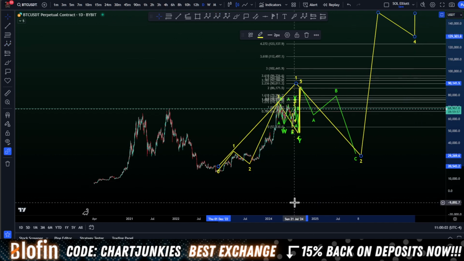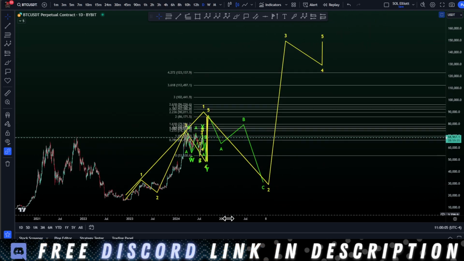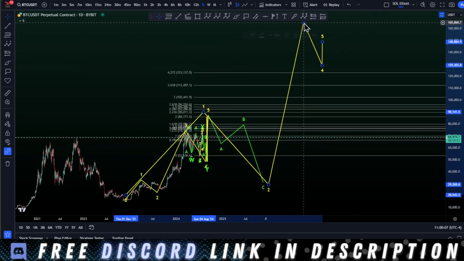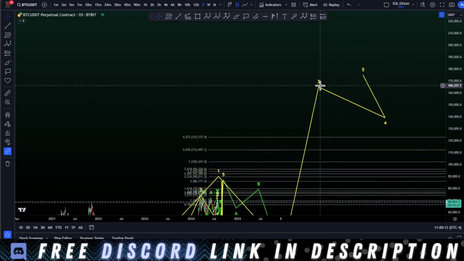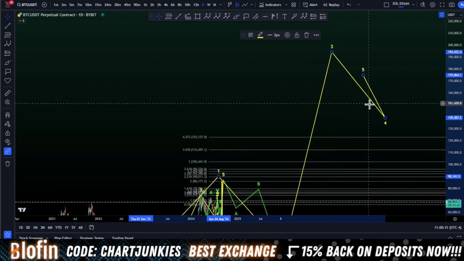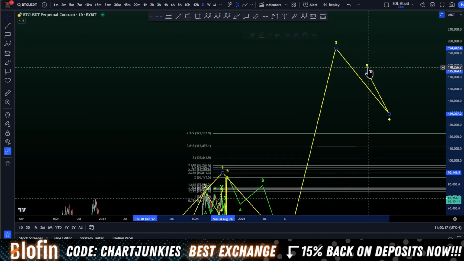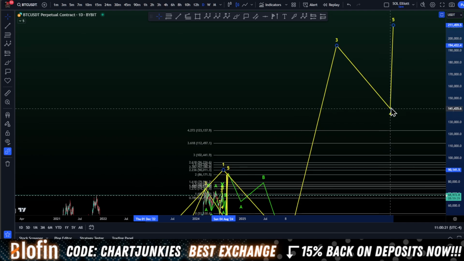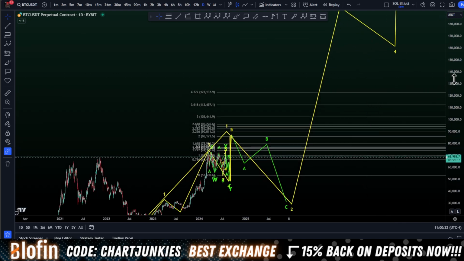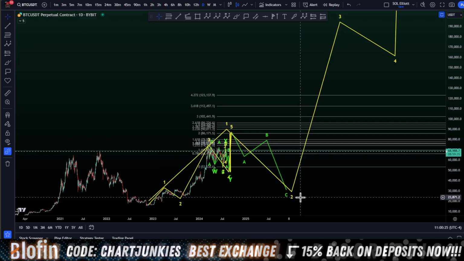Something like that. Probably even higher than that, guys. Probably like this is what we're looking at. We're looking at extremely, probably even higher than that, guys, if this is the count. Like, we're looking at 300k plus, and this is not a drill. Like, that's the wave structure that we're looking at.